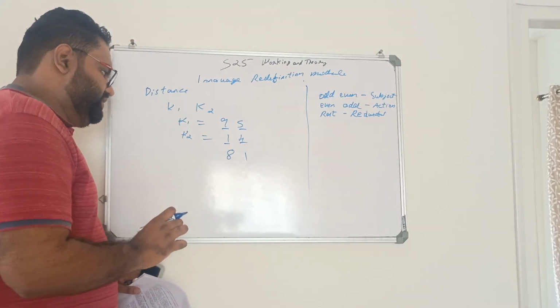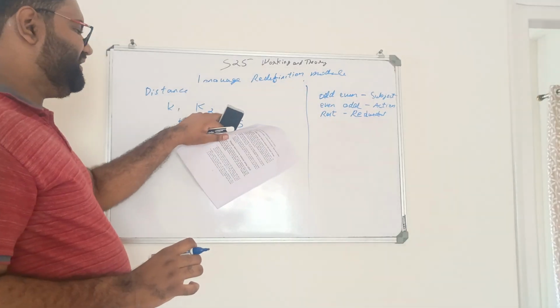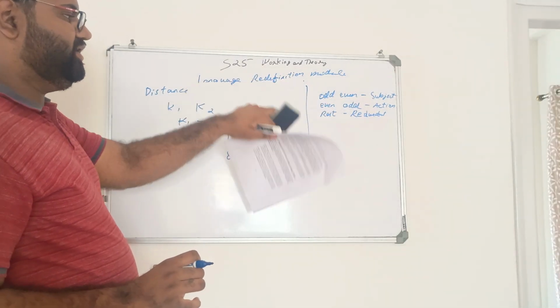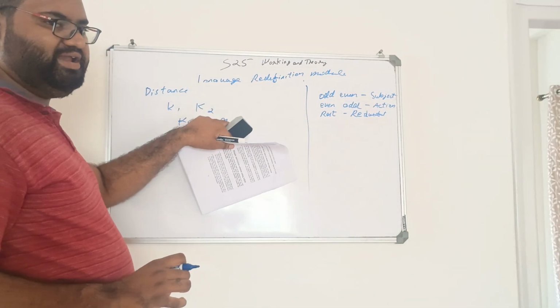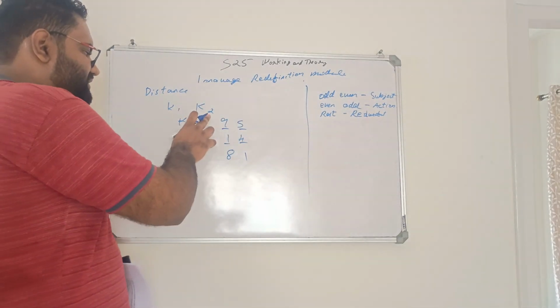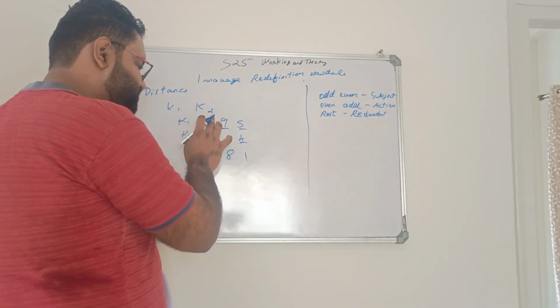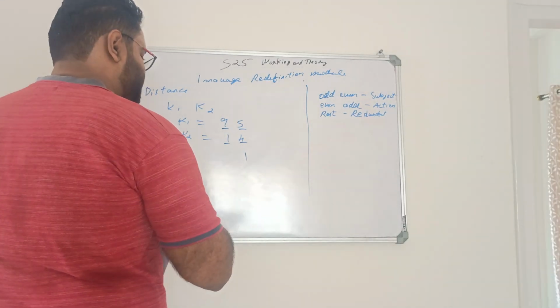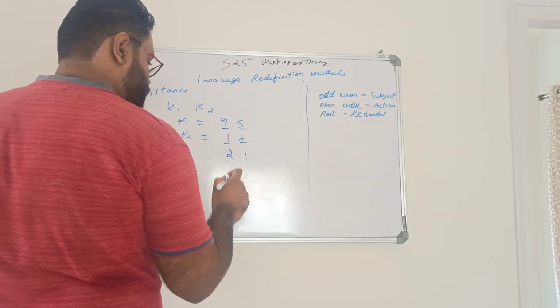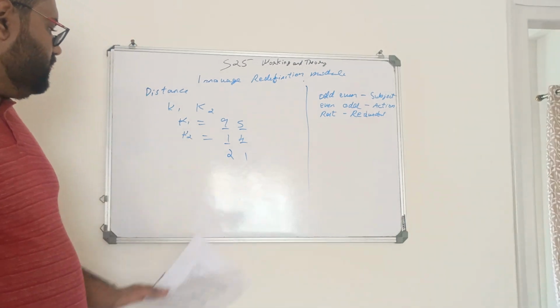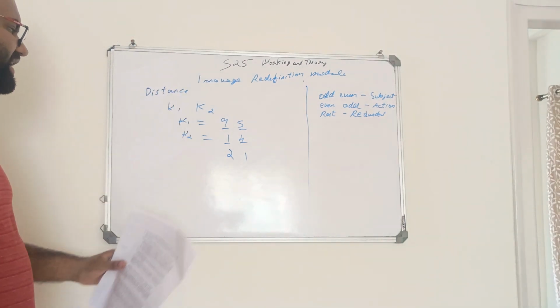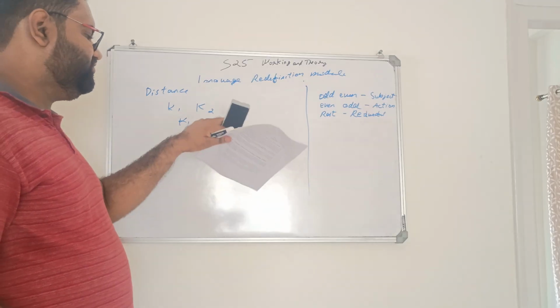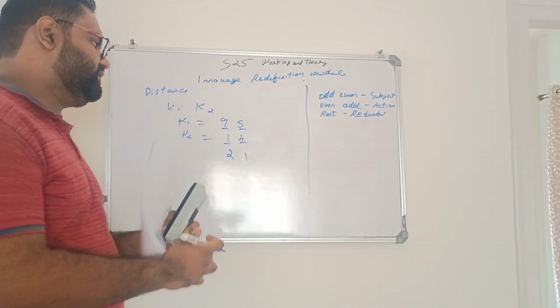But there's an issue here. If I take 9 and add 1 to it, I get 0 mod 10, and the difference between 0 and 1 is going to be 1. So this is not 8, sorry, this is going to be 2. So now how do we actually define the distance? I define it as the minimum of the difference mod 10.